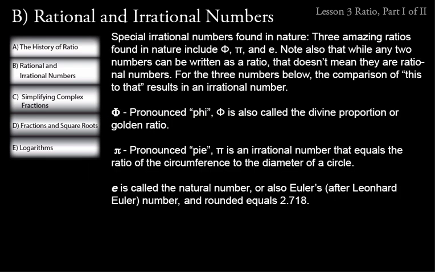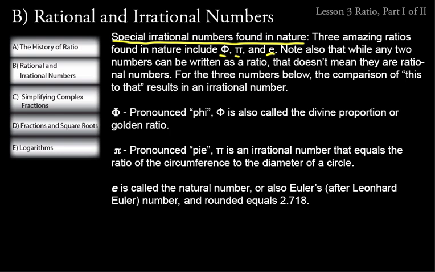So let's finish part B by looking at some special irrational numbers found in nature, and 3 of them in particular: phi, which we already talked about, pi, and then e. So note also that while any 2 numbers can be written as a ratio, that doesn't mean they are rational numbers. So for the 3 numbers below, the comparison of this to that results in an irrational number.